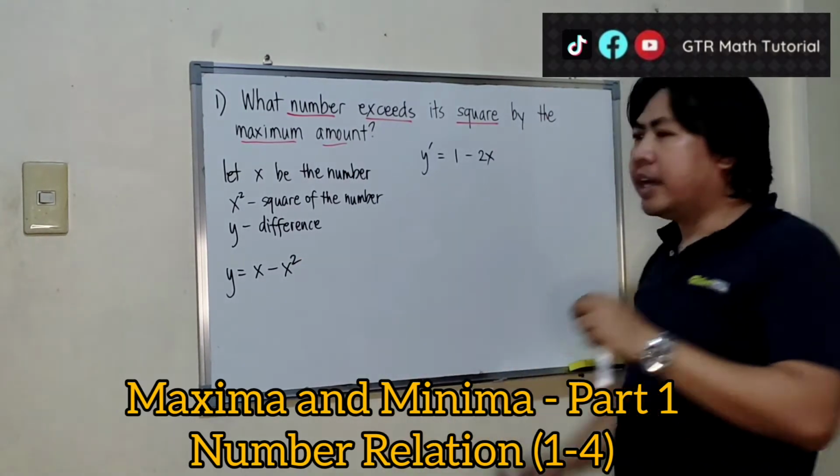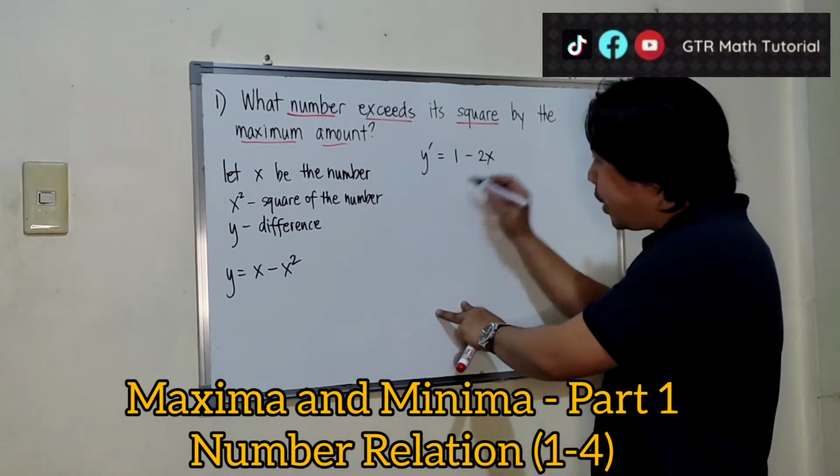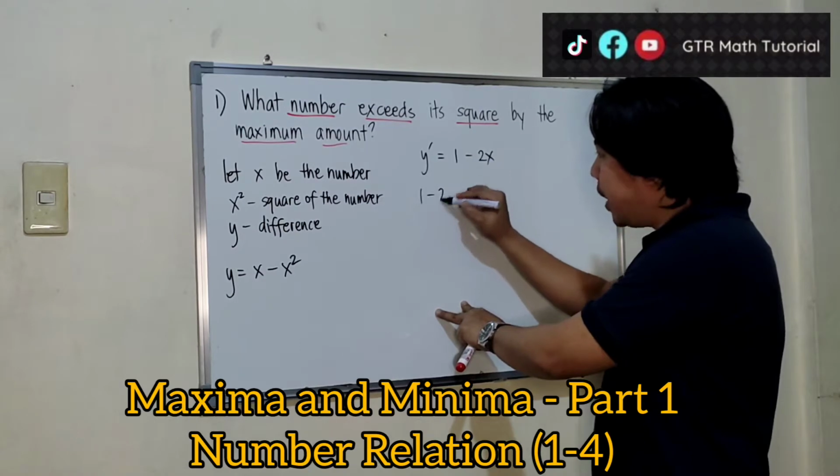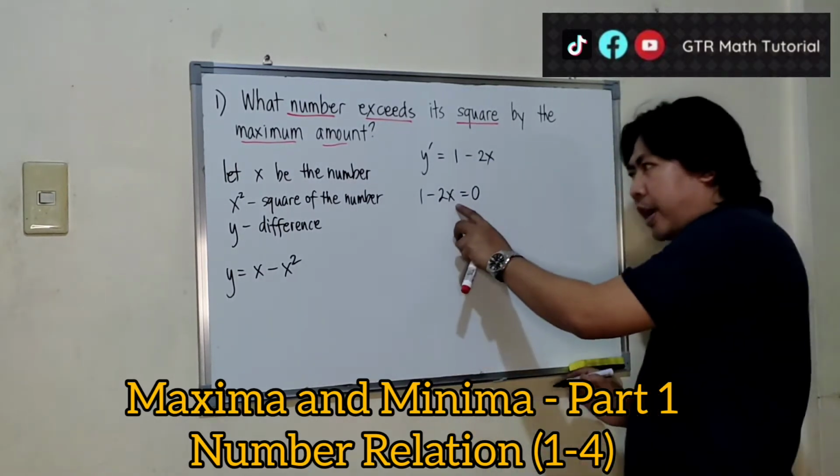And then next is equate to 0. It's very simple. So equate to 0: 1 minus 2x is equal to 0. Then solve for x.